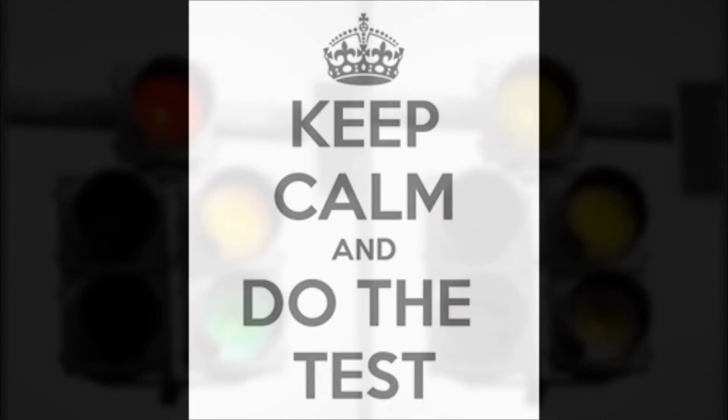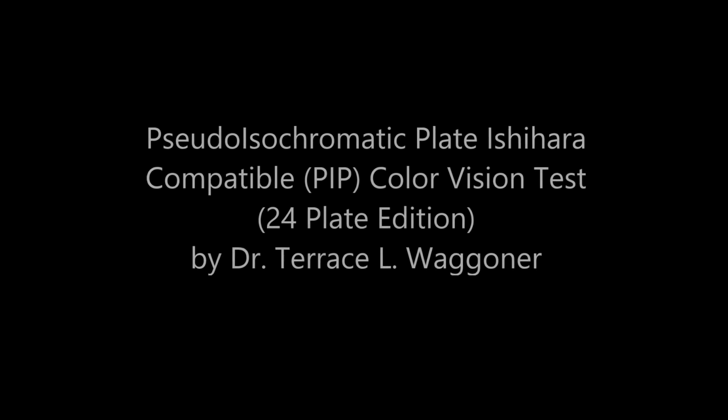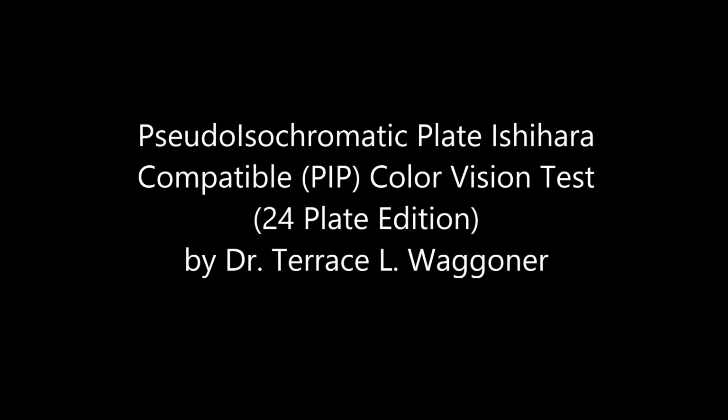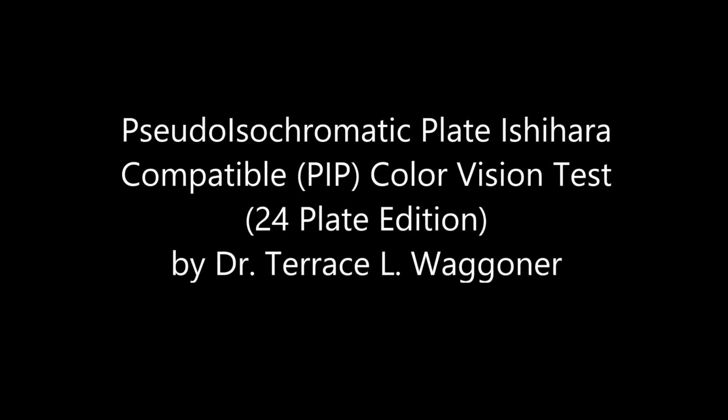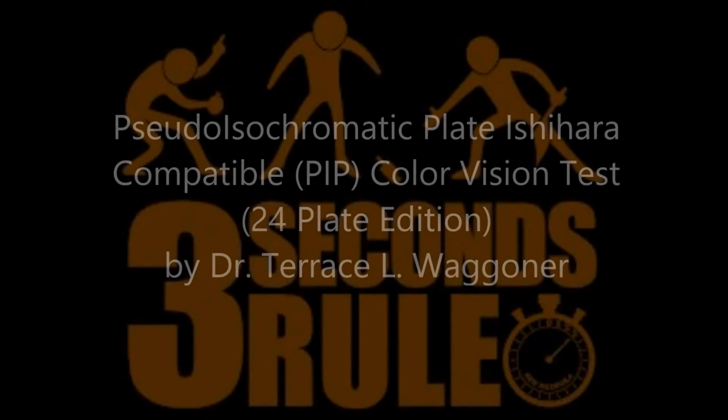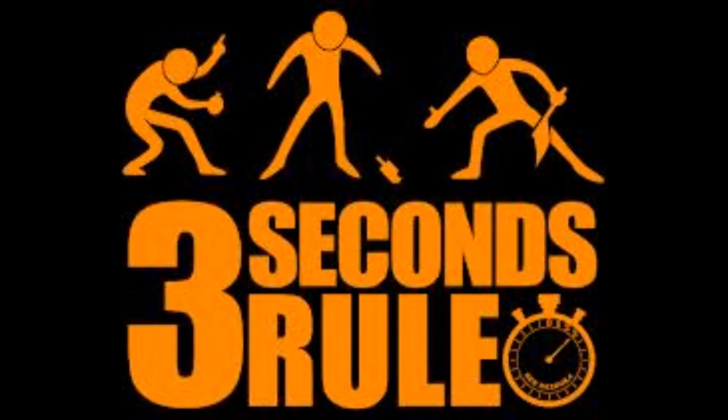This is a psychology test to see if you are indeed colorblind, and what you are colorblind to. It is called the Pseudo-Isochromatic Plate Ishihara-Compatible Color Vision Test, or PIP, by Dr. Terence L. Wagner. You have 3 seconds to look at each image and guess the number that you're supposed to see. Write that number down.